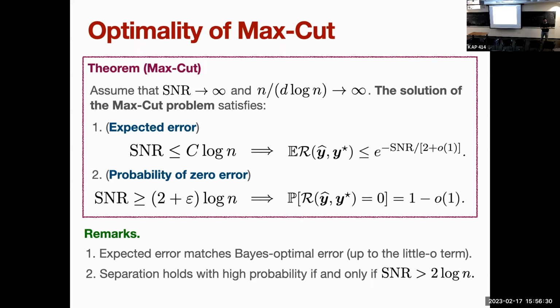So this second part of the remark about SNR being larger than 2 log n, is it specific to the case of a known covariance? What do you mean specific? So this SNR is independent of the method, right? Whenever you have a mixture of Gaussians that have the same covariance, then if this SNR is greater than 2 log n, with high probability there is a separating hyperplane for the two clusters.